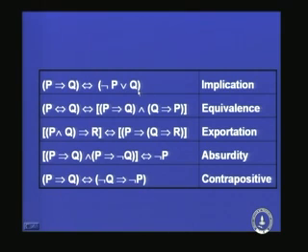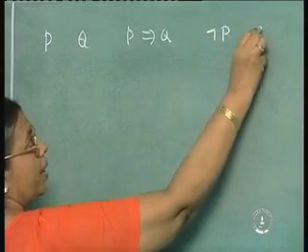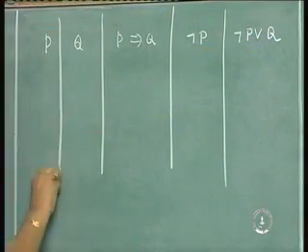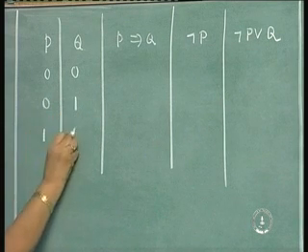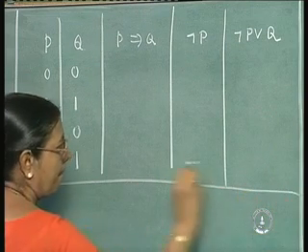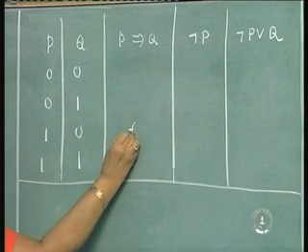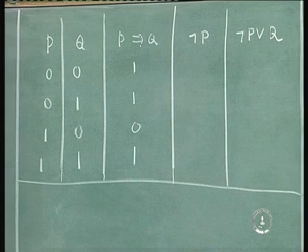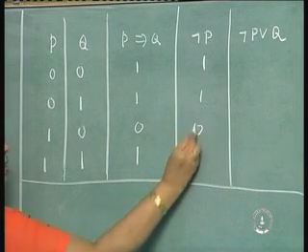Let us construct the truth table for this and see what it is. P, Q, P implies Q, not P, not P or Q. So, giving all four possible values for P and Q, let us fill this column. P implies Q is false in this case, and in the other three cases it is true. We know this. Now, what about not P? Not P is true when P is false, and it is false when P is true.